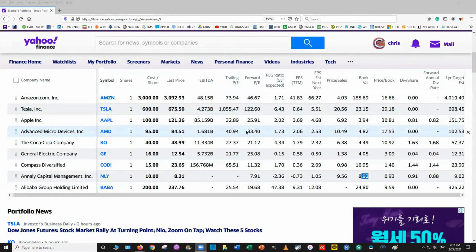Pretty crazy here, but these are PE. So take PE with a grain of salt. What I tell people is, what are you willing to pay for every earnings potential? Not for the share price, because the share price could be $3,000, but they make a lot of money at Amazon. So their forward PE is only $46 for every dollar they make.